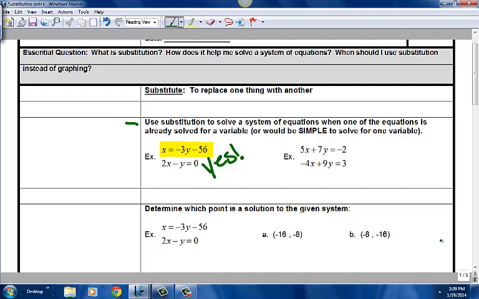However, over here on this one might not be such a great system to use substitution with because you'd have to do quite a bit of work solving for y or solving for x before you ever got to actually doing substitution. Remember, we're trying to minimize the amount of work that we have to do. This system right here would actually probably be better solved with something called elimination. That's going to be what we talk about in a couple of days. So don't use substitution right here.